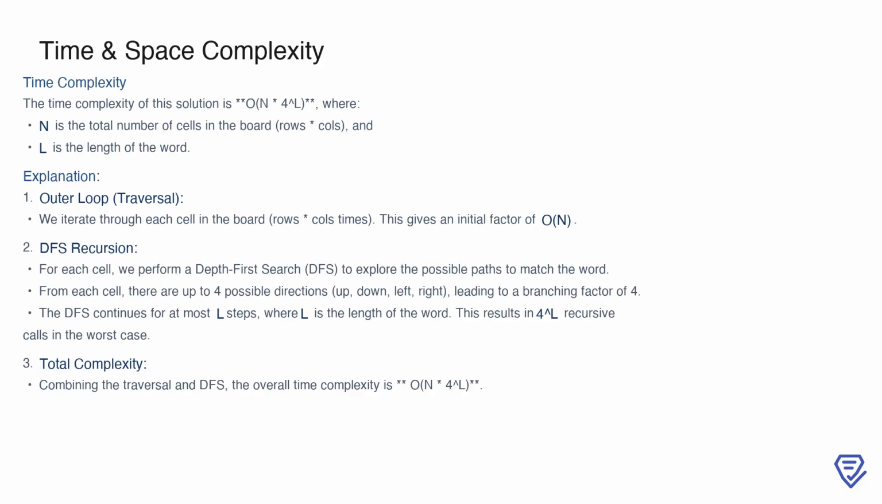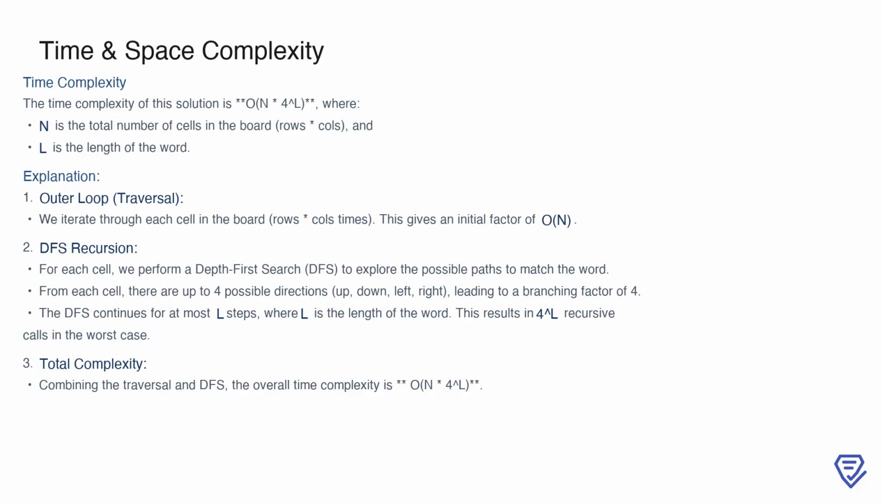First, we have the outer loop that iterates through each cell in the board. If the board has rows and columns, this traversal alone contributes O(n) to the time complexity. Next, for each cell, we perform a depth-first search, or DFS, to explore all possible paths that might match the word. Since there are up to 4 possible directions from each cell: up, down, left, and right, the branching factor is 4. The DFS process can continue for up to L steps, where L is the length of the word, resulting in a worst-case scenario of 4^L recursive calls.